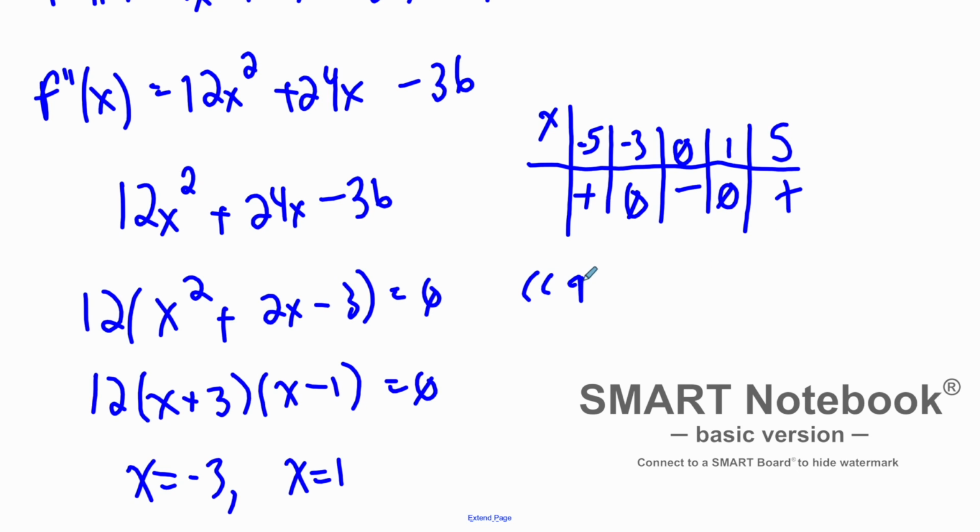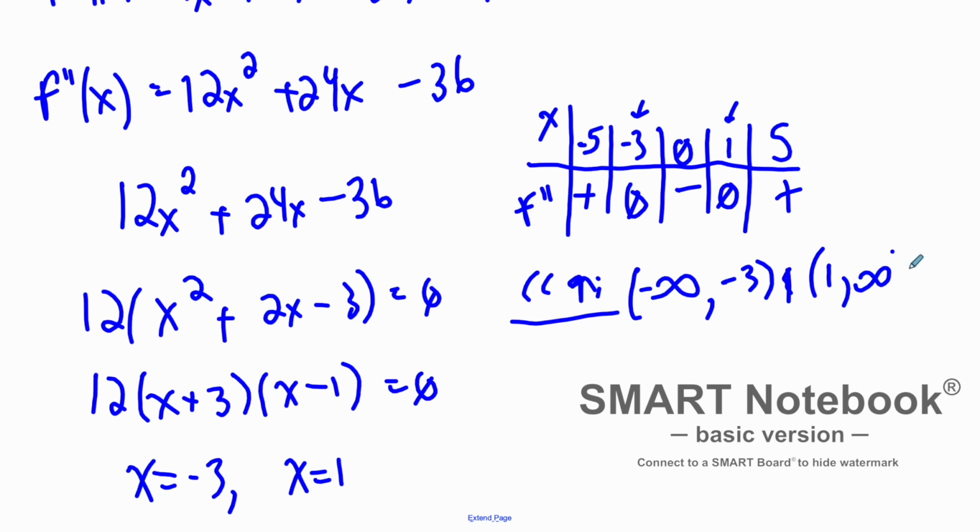So concave up, that's an arrow pointing up, is wherever your second derivative is positive. So that would be negative infinity up to negative 3. And again, you want to make sure you're using these numbers here and not the ones you chose to plug in. You want the ones that are 0. Our last interval where it's positive would go from 1 to infinity. Okay, and it's concave down in the middle here where it's negative, so that would be negative 3 to 1.